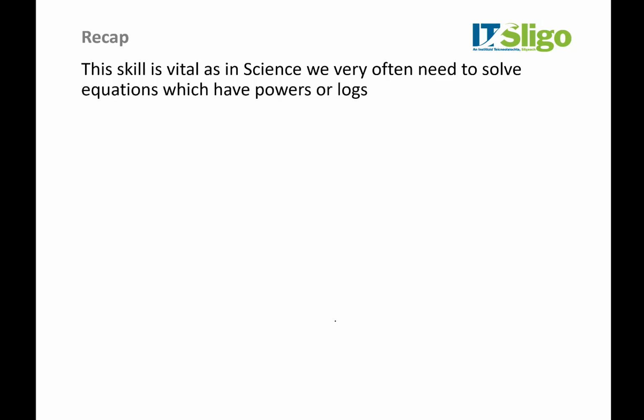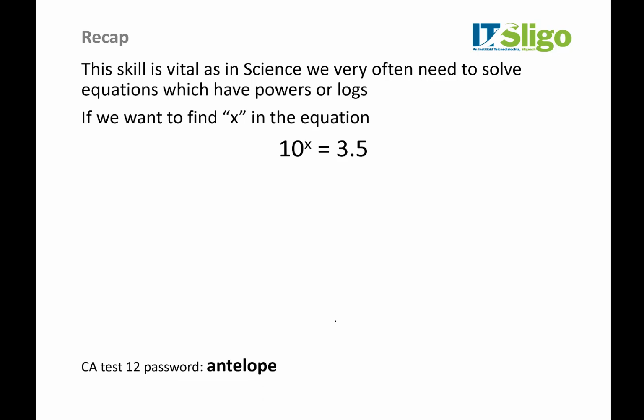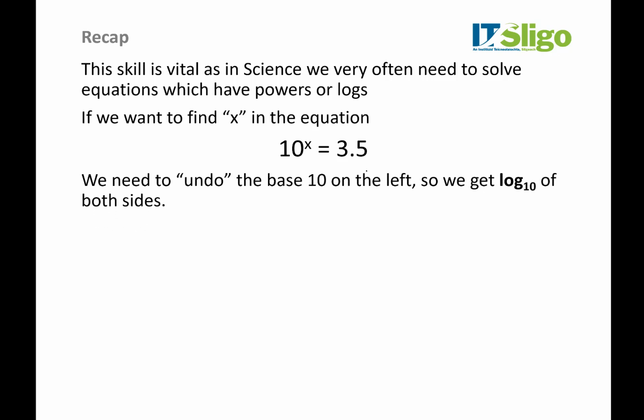So this skill, switching off logs or switching off powers as we need to, is very important, because often we'll have an unknown and it'll be a power in an equation like this. So we need to be able to switch off this 10 to the power of. We need to kill this to get x on its own. And how we do that is by using a log with the same base, and we apply that to both sides.